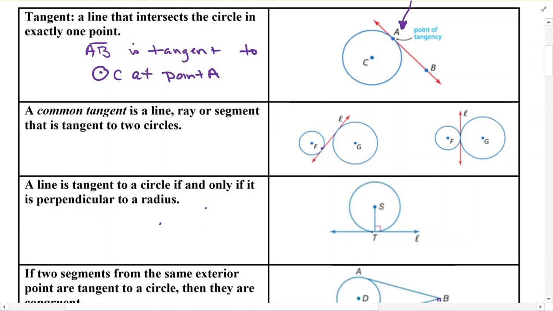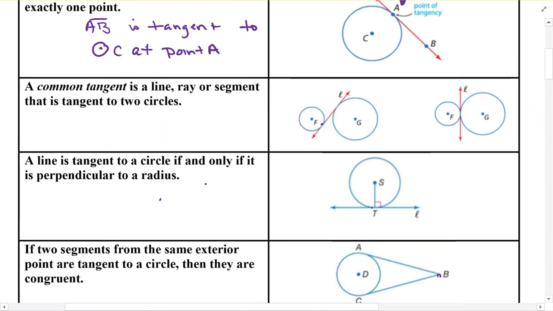A common tangent is a line, ray, or a segment that intersects two circles at exactly one point per circle. So in the first diagram, line L intersects circle G and circle F, each of them at exactly one point. In the second diagram, circle F and circle G have a point in common, and line L goes through that point, and so it is also tangent to both F and G.